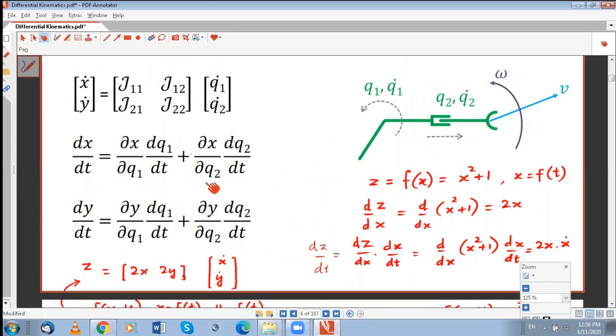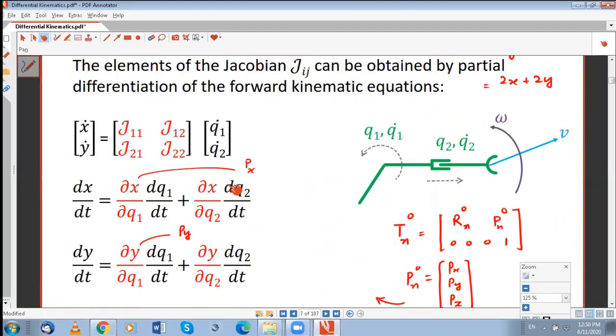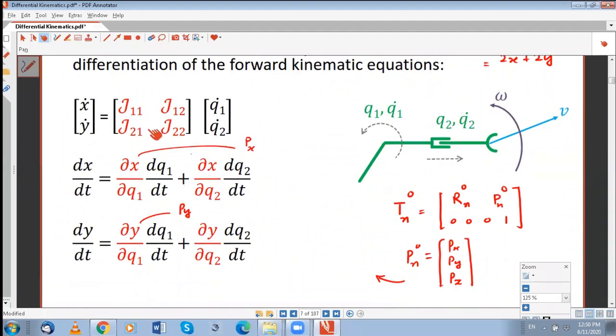Okay, so let's do an example that will give us practice using this formula. We take these q1 dot outside, group them in a separate vector, and we take this q dot here. This q dot is here, and this q1 dot is here, and the rest that you see in red are the elements of the Jacobian matrix. So that's all we need to find.